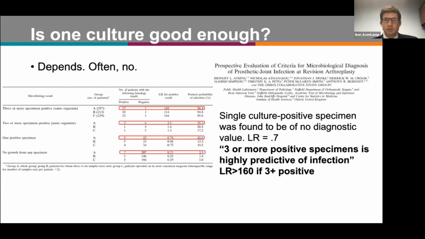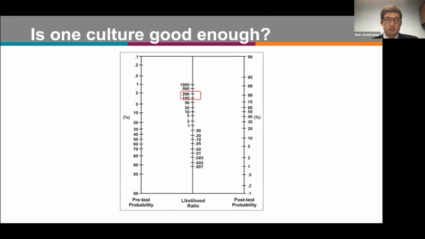By obtaining 3 cultures, it improved sensitivity to 66% and specificity to almost 100%. The likelihood ratio improved to over 100 with positive test results of 3 or more specimens. Going back to the nomogram that I described earlier, unless your pretest probability was less than 5%, which some may question why you're actually obtaining 3 cultures in the first place, your post-test probability of infection will be significantly improved by utilizing 3 or more cultures.